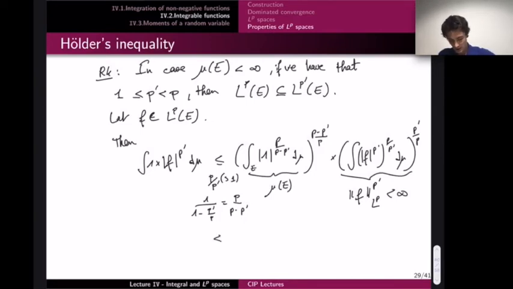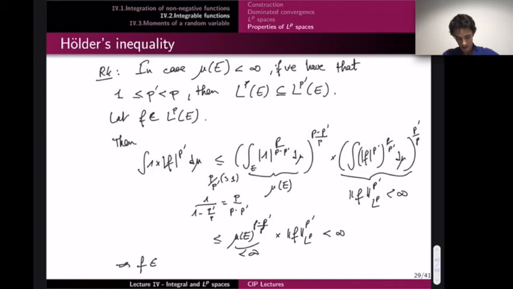So all this is less than mu of E to the power p minus p prime over p times the LP norm to the power p prime. And all this is finite, okay, by assumption this was finite. So f is in LP prime. Okay, so you see the assumption here is crucial to deduce some inclusion property between the LP spaces. Otherwise, in general, this is not true.